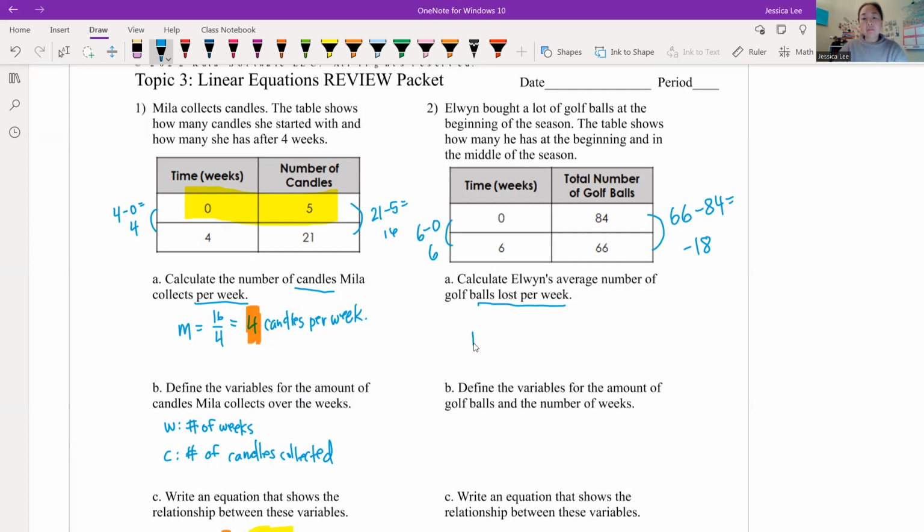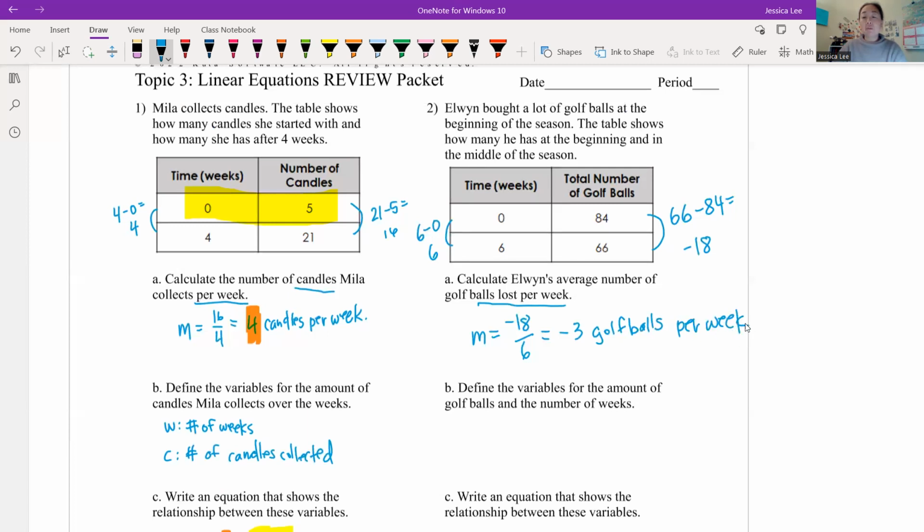So we're going to calculate it out. Again, slope is M. It's the Y over the X, so 18 over 6. I should say negative 18 over 6. And negative 18 over 6 simplifies to negative 3. So he loses 3 golf balls per week.